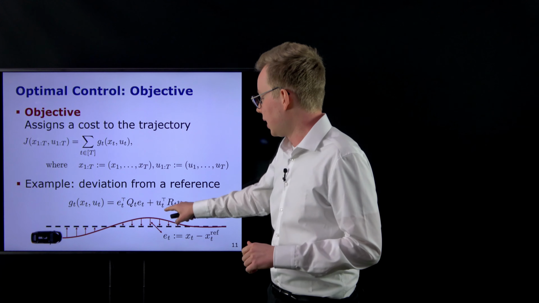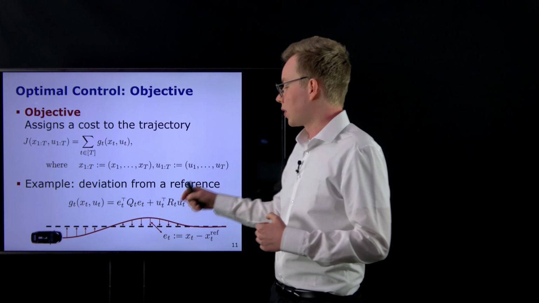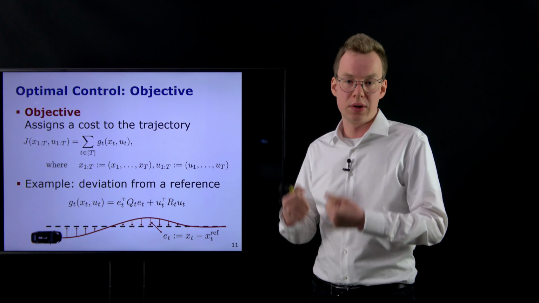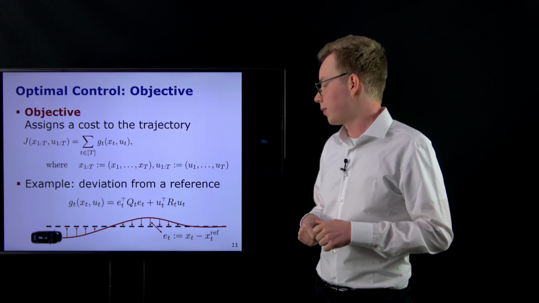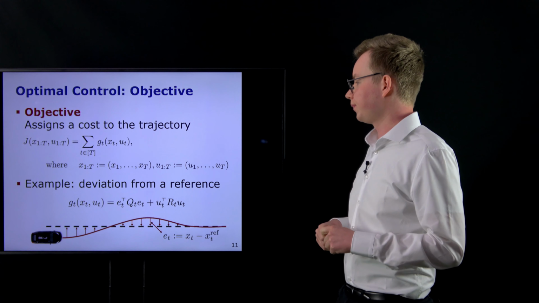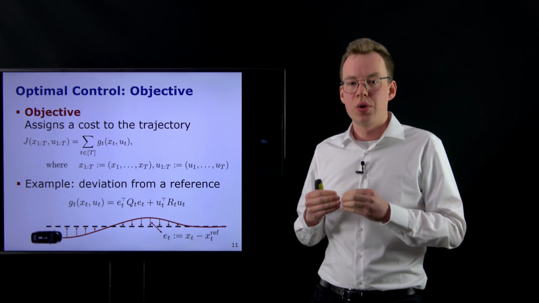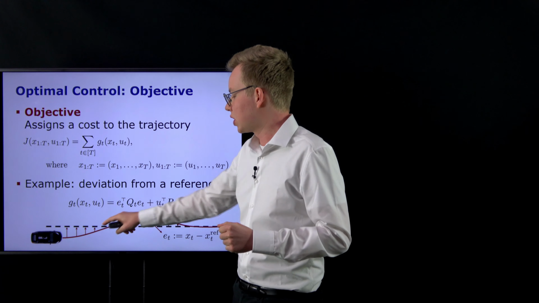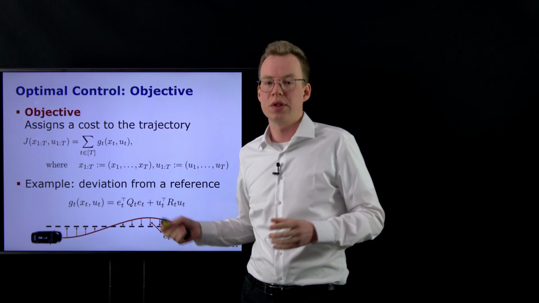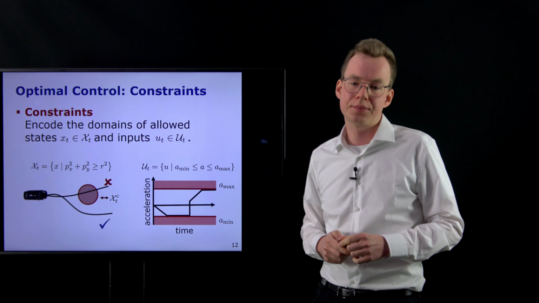And then also we will have some cost for applying steering commands, in order to encourage or to prefer trajectories that have, for example, low acceleration or low steering input. So we prefer smooth trajectories that are not very jerky. And so the task of the objective is to encode which trajectories are preferred over others. So the objective encodes the task that we try to accomplish, in this case, tracking the reference.